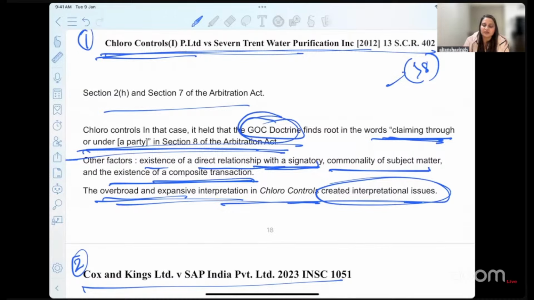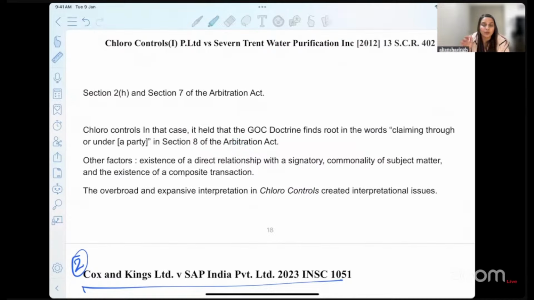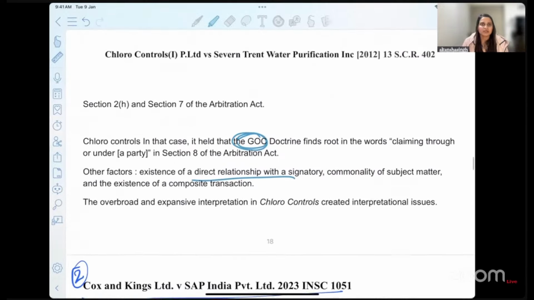Now, what is this GOC doctrine which you have highlighted but not spoken of, ma'am? So the GOC doctrine is an important essential doctrine that we are going to cover, and which we cover even till now, wherein we talk about the group of companies. If you are part of a group of companies, wherein the entity that is a signatory and the entity which is not a signatory are both working under the same group, and either there is a direct relationship, or they share the subject matter, or they contribute in the performance, on all these grounds we will assess and decide whether, even though you are a non-signatory, you can be included or not. So this is from the first case of Chloro Controls.